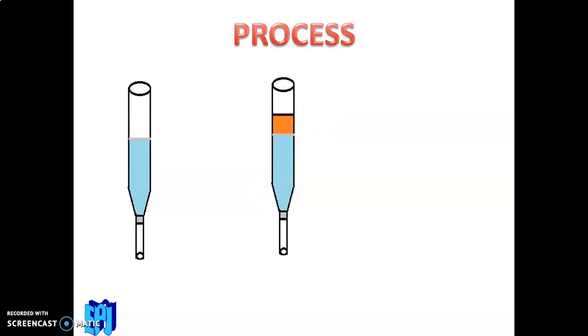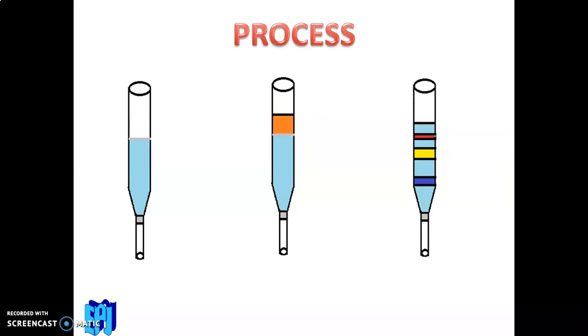If the component to be separated is a solid, first of all, you have to dissolve that component in a suitable solvent. Most probably, it is the mobile phase. Then we get a liquid. Then you have to add that component into the top of the column. That is the second process.